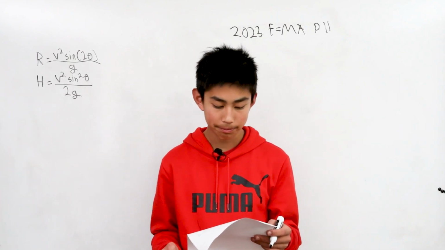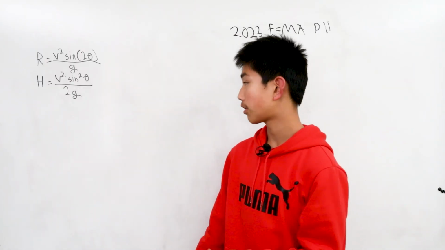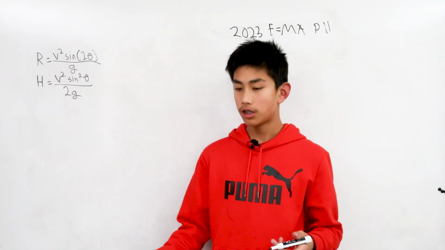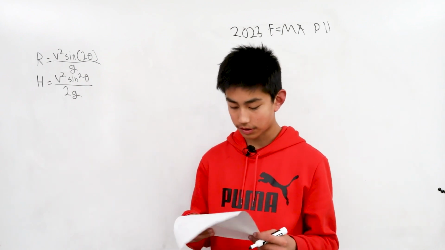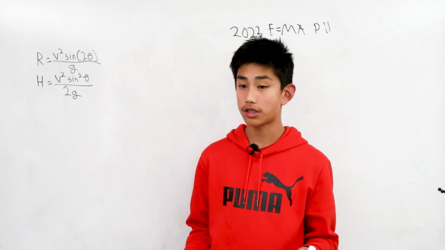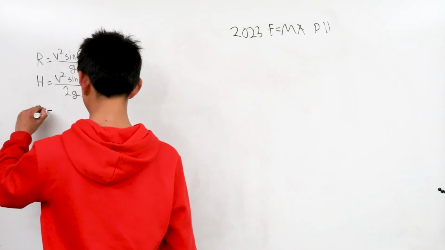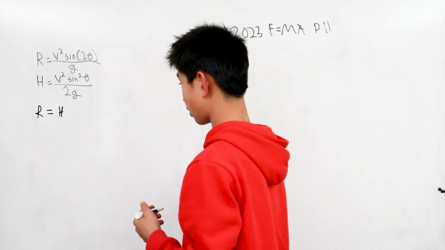For this problem, we're going to need to use the range and height equations from kinematics. Since it's thrown from a horizontal surface and the distance and height are the same, in this case R equals h, we can set these two equations equal to each other.